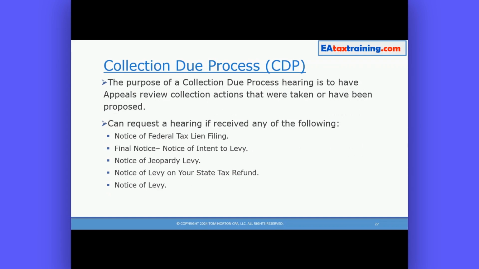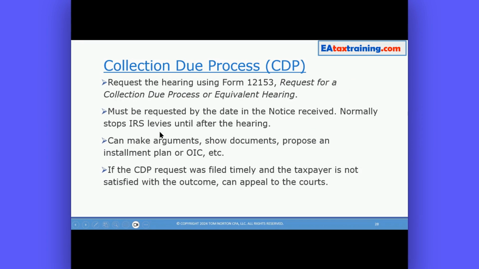So the taxpayer can request a hearing if they've received any of the following things: a notice of federal tax lien, a final notice of intent to levy, a notice of jeopardy levy, a notice of levy on your state tax refund, or just a general notice of levy. So it's just for a tax lien or some type of levy, you can request this collection due process hearing. You request it on this Form 12153. You must request it by the date in the notice.